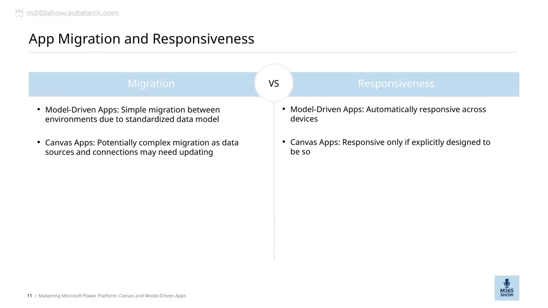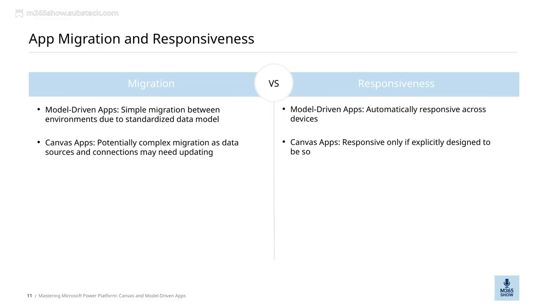Switching gears to migration, model-driven apps tend to be simpler to move between environments. This is because they rely on a standardized data model, which makes the process more straightforward. Conversely, Canvas apps can be more complex to migrate because their data sources and connections might need updating or reconfiguring, especially if the underlying data sources change or are different across environments.